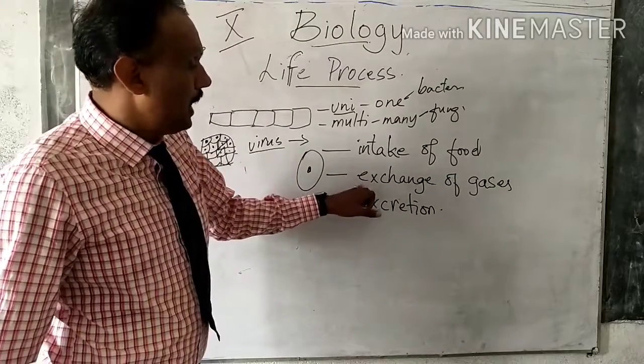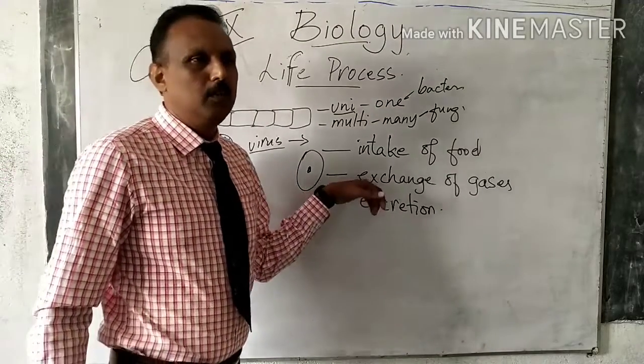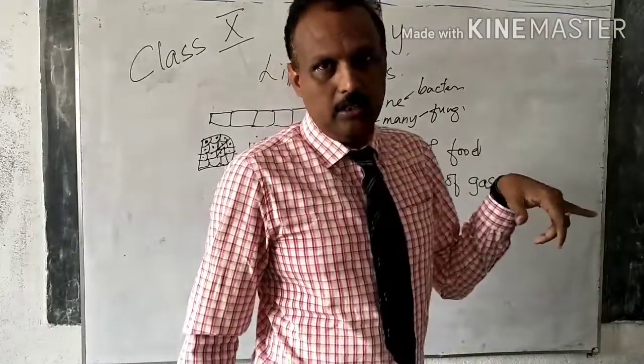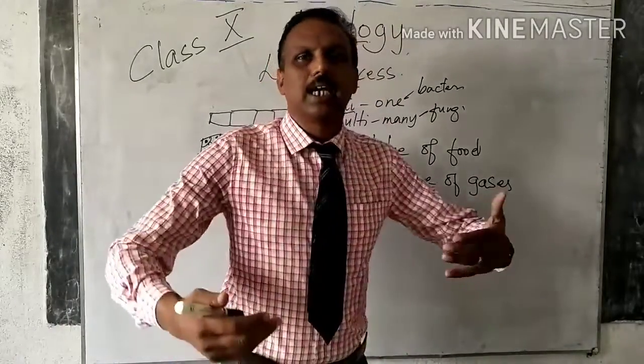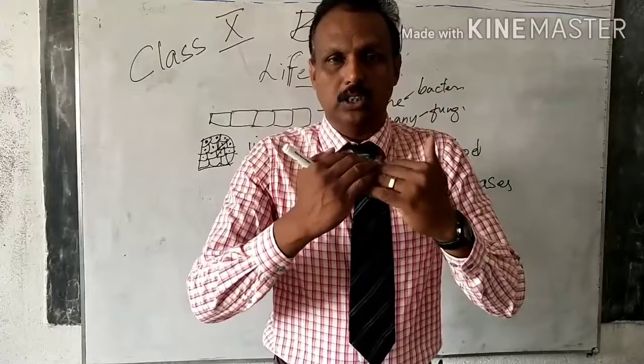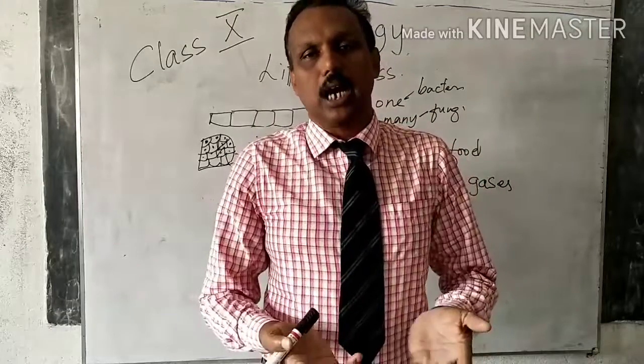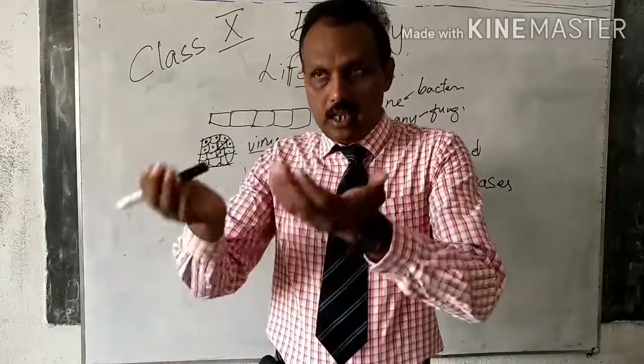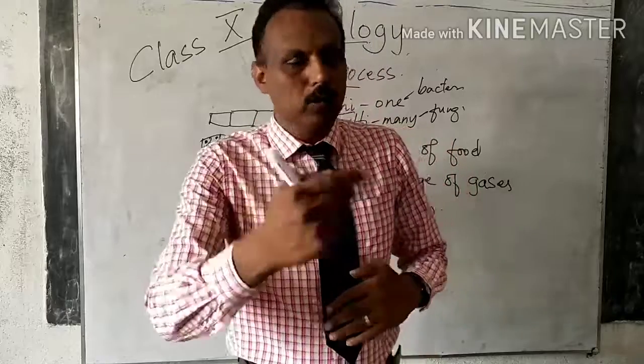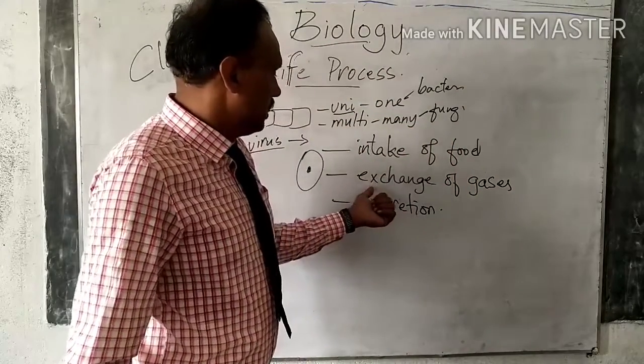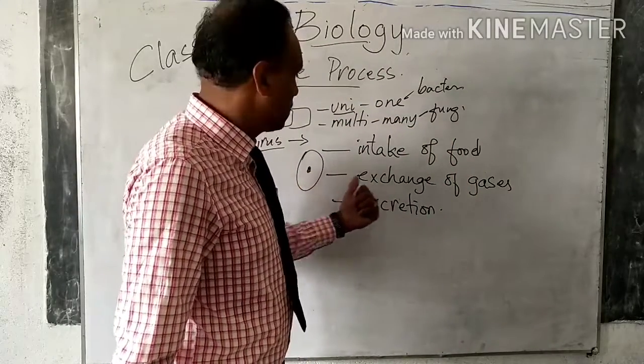So what do you mean by exchange of gases? You have studied in physics about diffusion. Exchange of gases means, like animals, we take in oxygen and then we leave out carbon dioxide. Plants take in carbon dioxide and leave out oxygen. So exchange of gases is done by that single cell only.